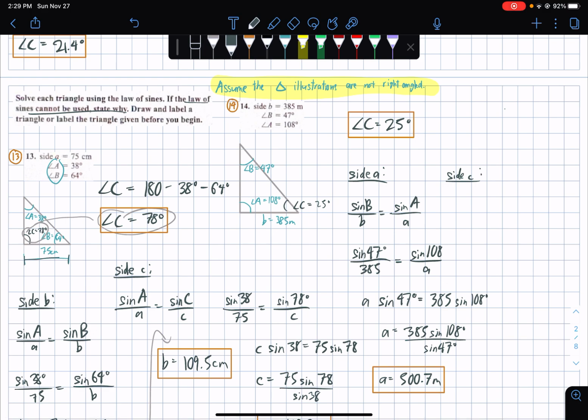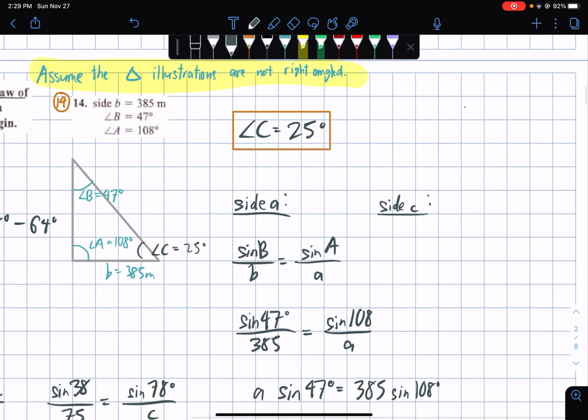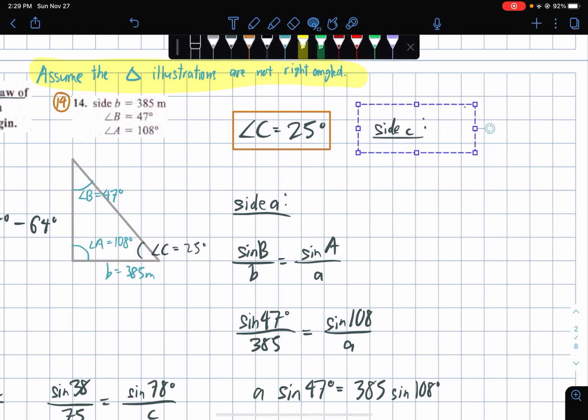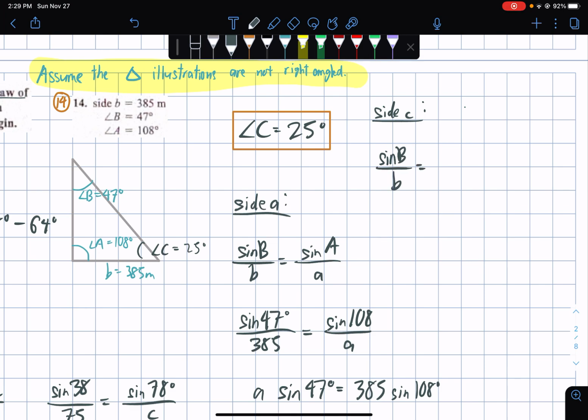Now, let's go with looking for side C. Sine B over B is sine C over C. Fill in the known values.